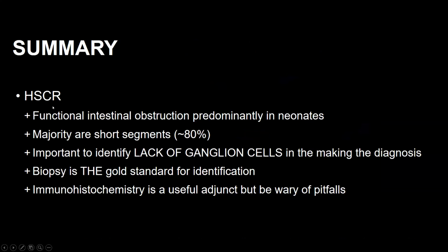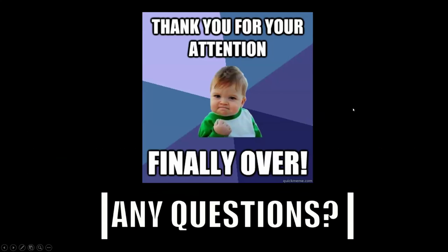So in summary, what are we doing with Hirschsprung disease? It's a functional intestinal obstruction, predominantly in neonates. Many of them are short segments. It's important to identify the lack of ganglion cells in making the diagnosis. Biopsy, of course, is the gold standard for identification. And immunohistochemistry, as I mentioned, is a useful adjunct, but be wary of the pitfalls. And that's it, I'm done. We have some time for discussion if needed.